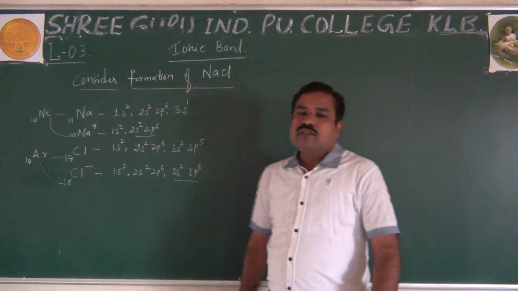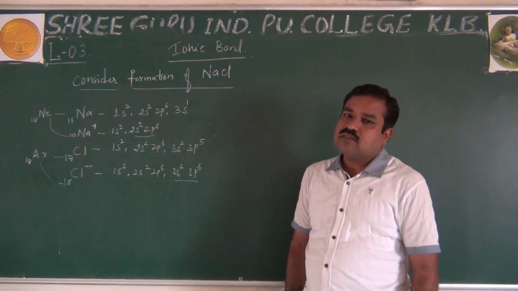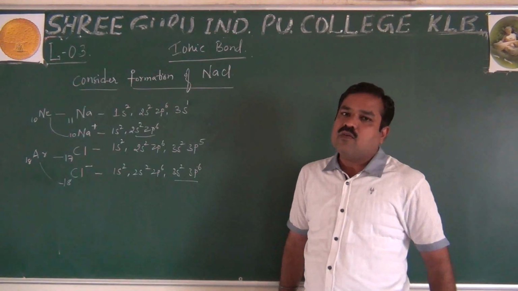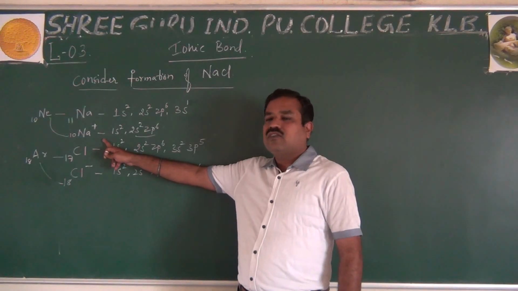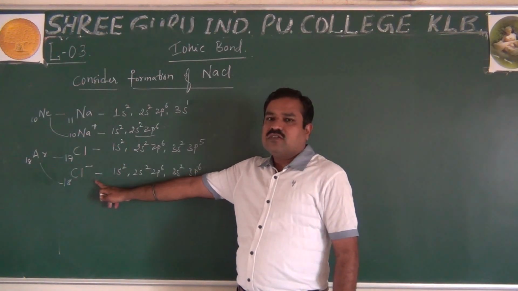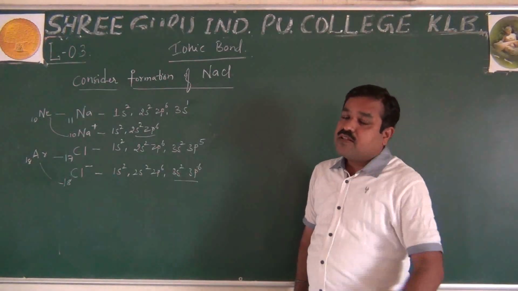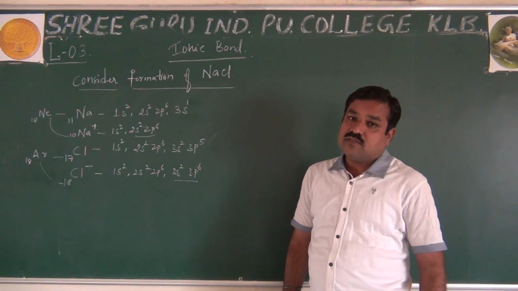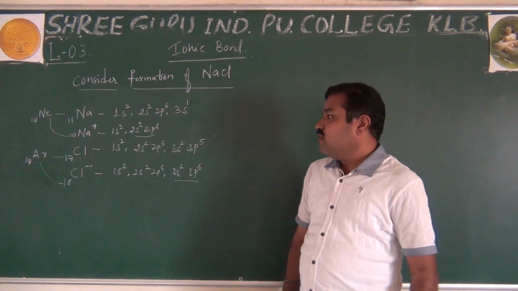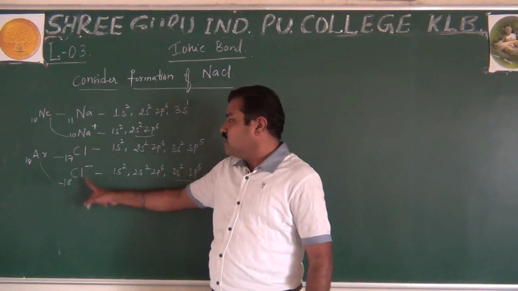That means the element which loses an electron acquires a positive charge, and the element which gains an electron acquires a negative charge. That's why Na plus is the sodium cation and Cl minus is the chloride anion, which I already told you in the introductory class in the bridge course. Okay, students. That means now the force of attraction between oppositely charged ions.